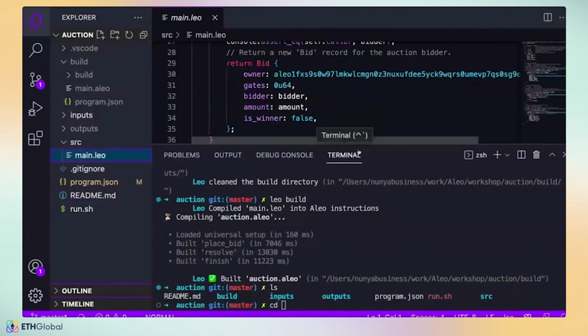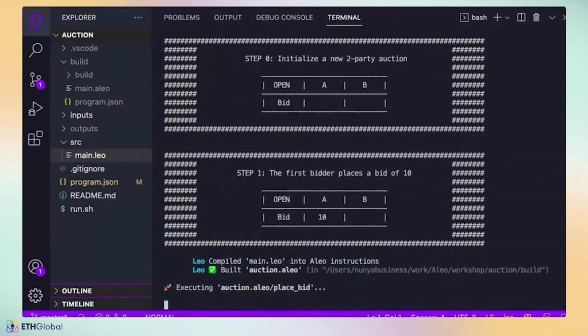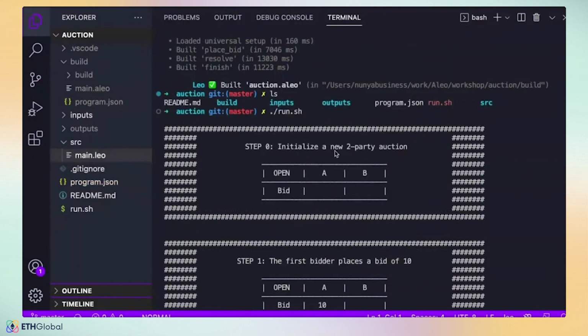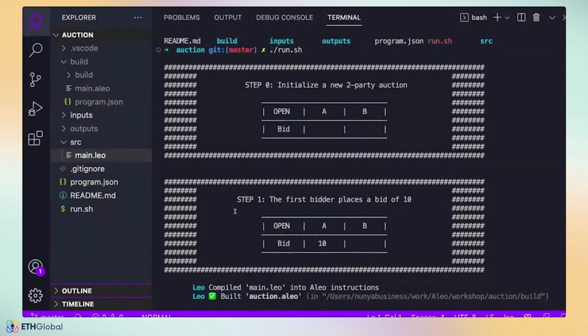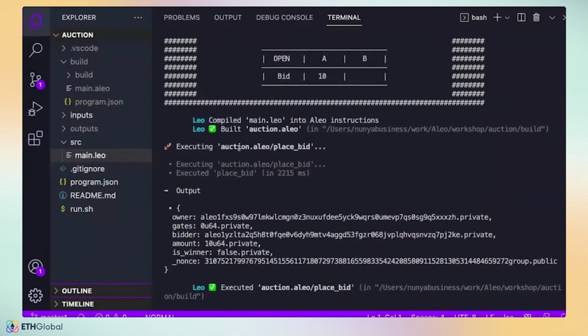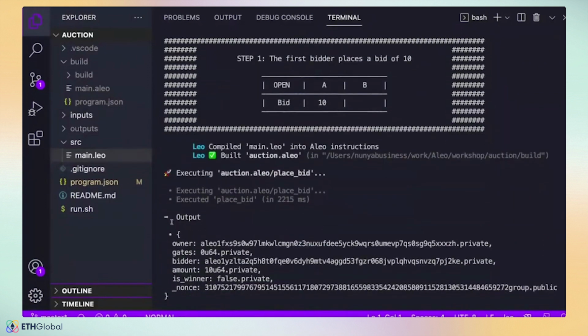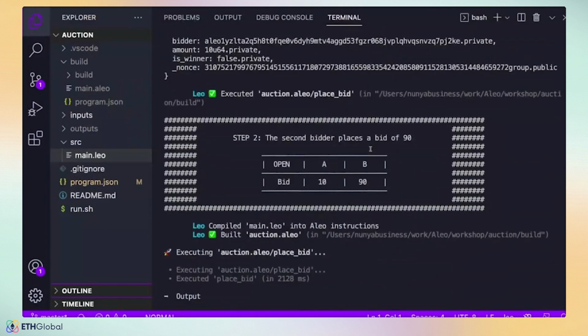So what I'm going to do is max out this, and then run the auction. So we have some commands to make this pretty. But in step one, the first bidder places a bid of 10. We compile our program and execute Aleo.place bid. The output of this function is a record. And as you can see, this record is owned by the auctioneer. So only the auctioneer can see what this record is.